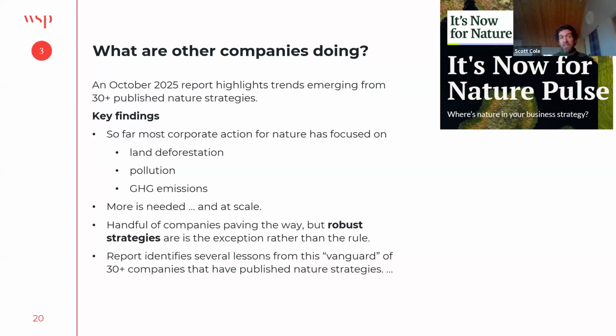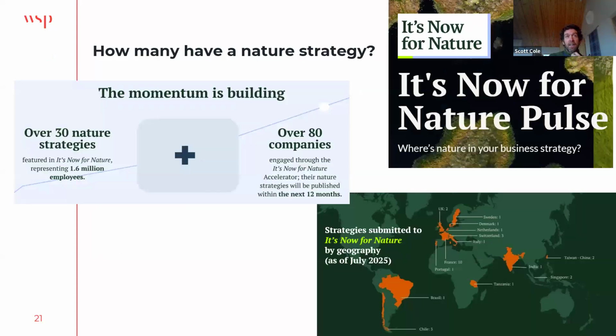And then the report identifies a bunch of lessons learned from these 30 companies. I don't have time to go through all of that, but I highly suggest you read it. It's very easy to read, easy to digest. One of the statistics in the report was that there are over 30 strategies today, and there are also up to 80 more companies that are working on strategies.